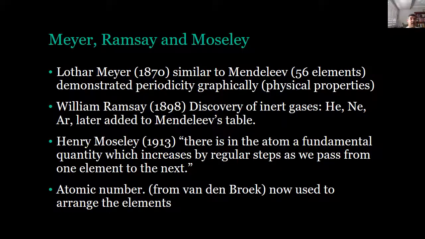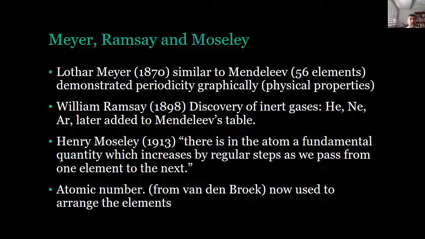William Ramsay added our last group, or our last column, to the periodic table as he and his team discovered a number of the inert gases, helium, neon, and argon, and these were later added to Mendeleev's table in the group that we now call the noble gases.